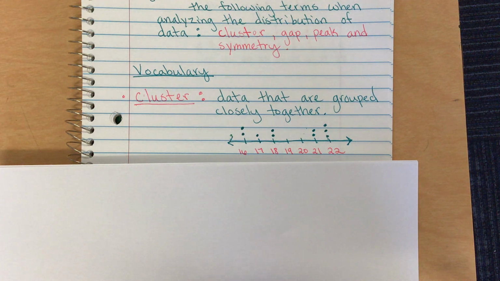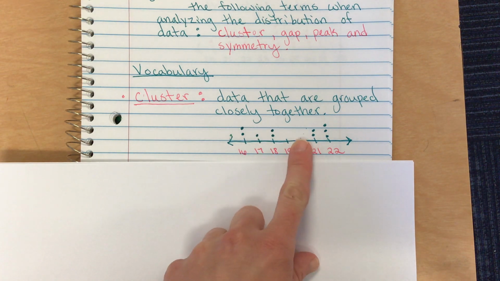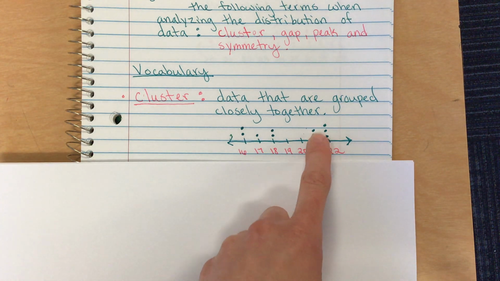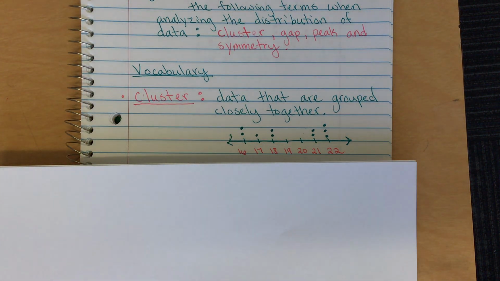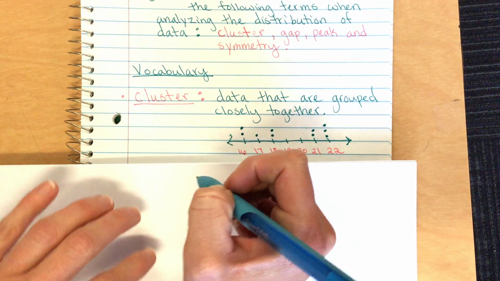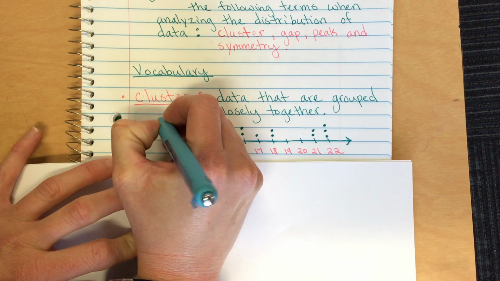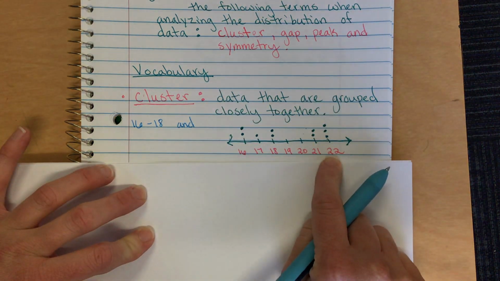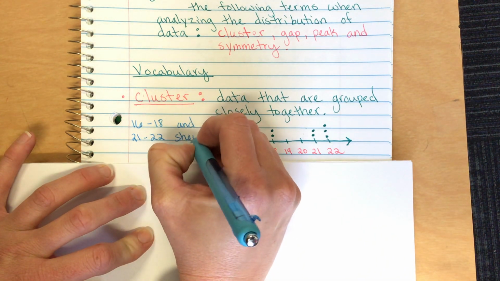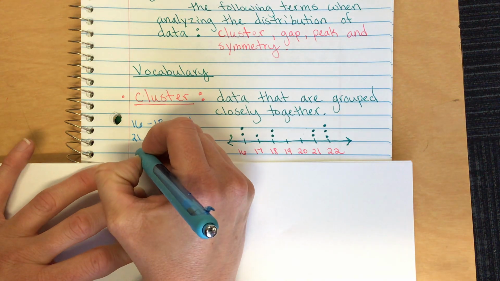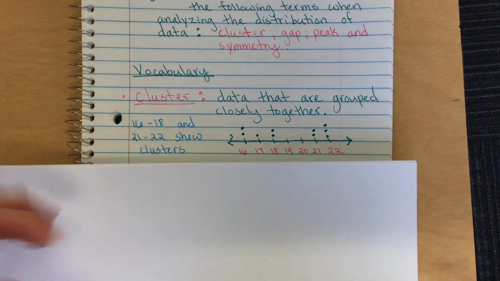Okay, so we can see that from 16 to 18, we have a lot of data right here. And then there's really nothing here, but then 21 and 22, there's a lot of data in this area. So that means between 16 and 18, there is a cluster. So 16 through 18 and 21 through 22 show clusters because the data is grouped closely together.